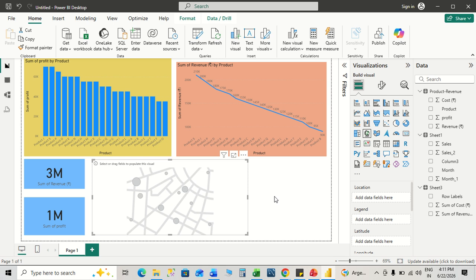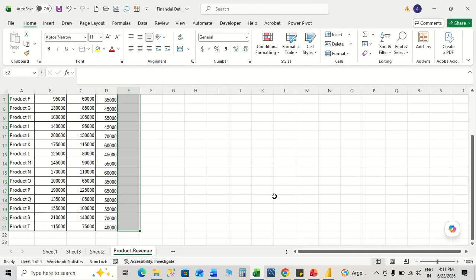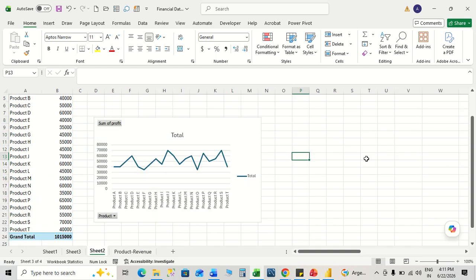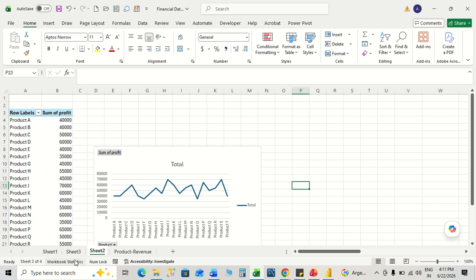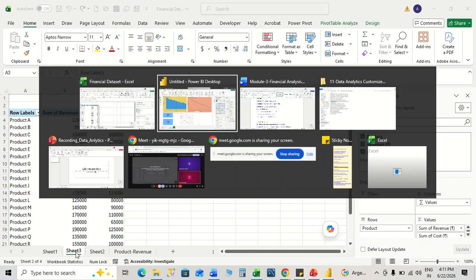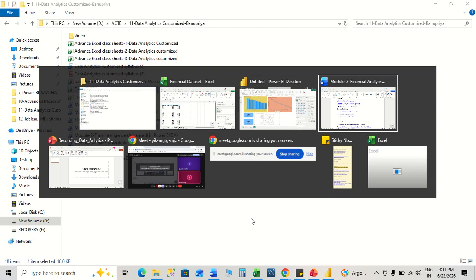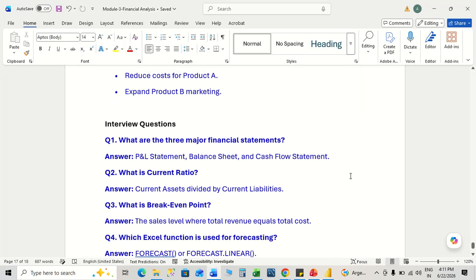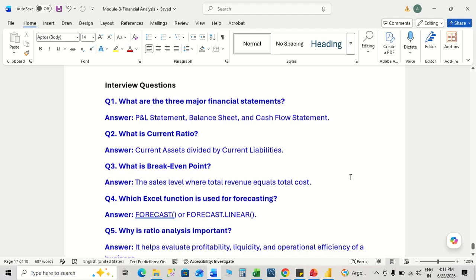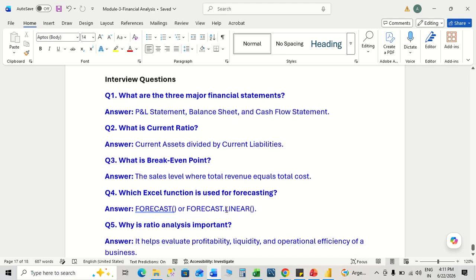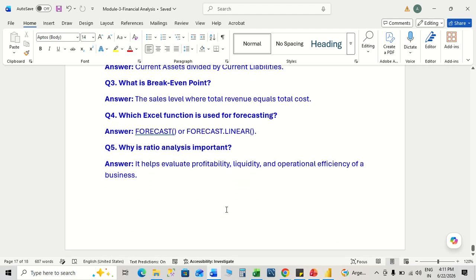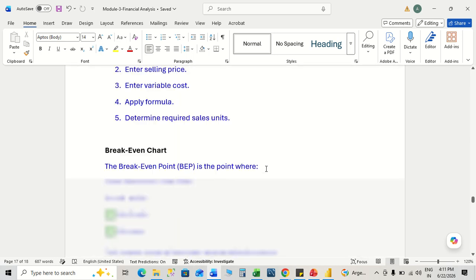So this way we can create dashboards in Power BI. We can create financial analysis in Excel, create a chart, visualize the data, use the pivot table. So this way we can do financial analysis, sales analysis, or any analysis. So these are the important questions. If you go through this, you will get good experience of this topic. So this is all about module 3.